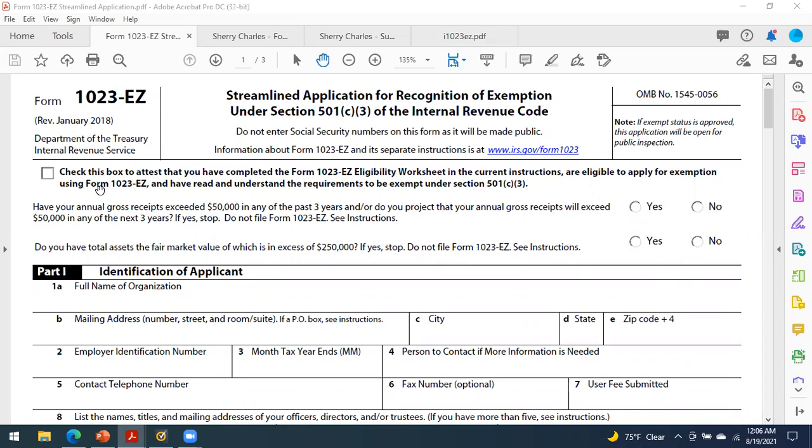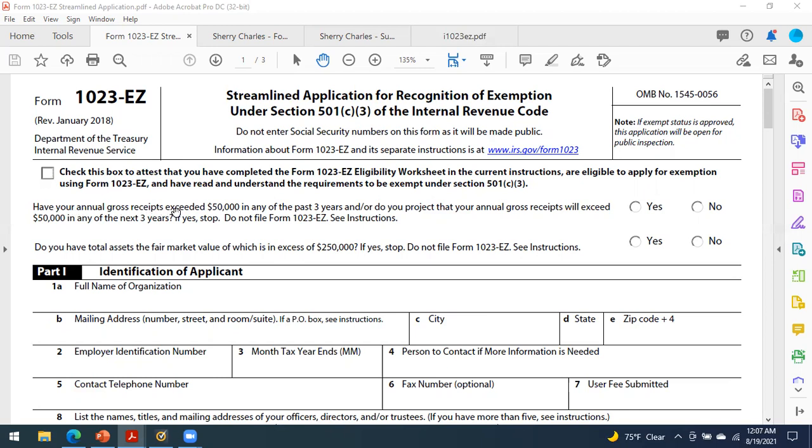Now, it says, check this box to attest that you have completed the what? The Form 1023-EZ eligibility worksheet in the current instructions, are eligible to apply for exemption using the Form 1023-EZ and have read and understand the requirements to be exempt under Section 501c3. So attest, that means confirm. Check this box to confirm that you have completed. So you would have to check the box.